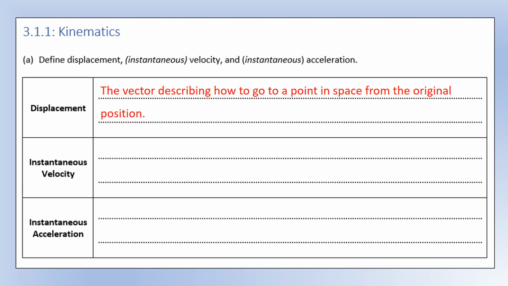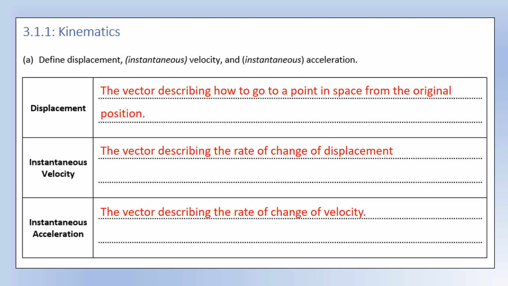All right, so displacement first of all. Displacement is a vector describing how to go to a point in space from the original position at 0,0. And then velocity comes from that. Velocity is the rate of change of displacement. And then instantaneous acceleration, which is often abbreviated to acceleration, is the rate of change of velocity. Usually we don't put the word instantaneous in, we just say velocity or acceleration, but if we were giving it its full name, it would be called instantaneous velocity or acceleration.